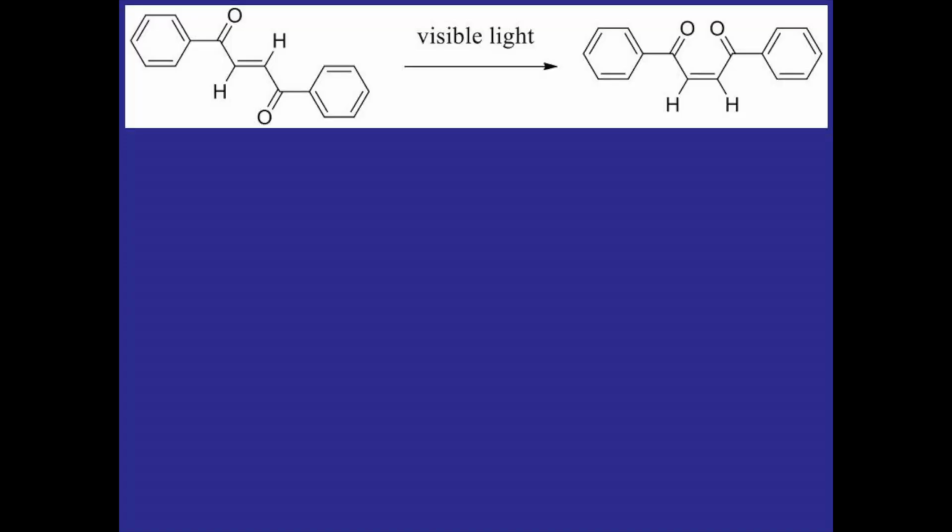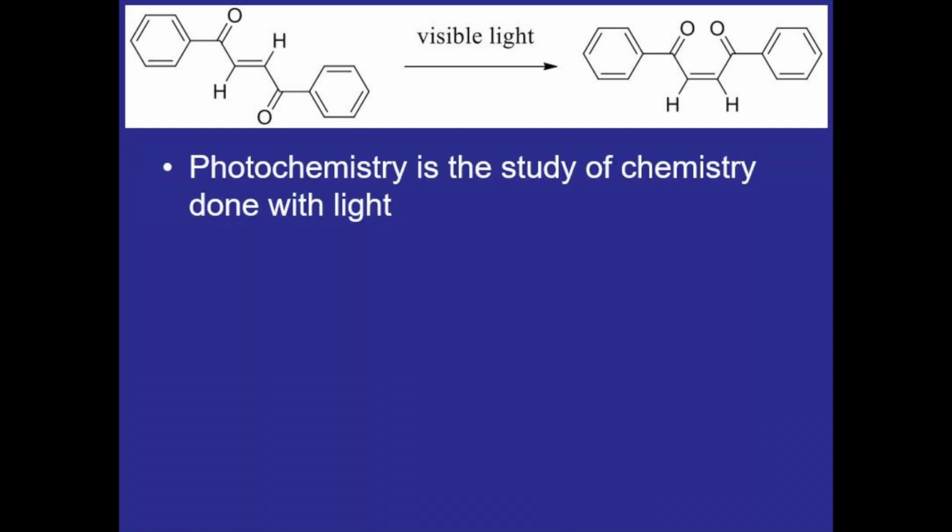Here's the reaction that we'll be doing. We'll be taking trans 1,2-dibenzoyl ethylene and forming the cis isomer of that molecule using visible light to progress the reaction. And that's why this lab is called Photochemical Isomerization, because photochemistry is the study of chemistry done with light. So we'll actually be leaving the reagent in a solution by the window for multiple days to allow this reaction to happen.